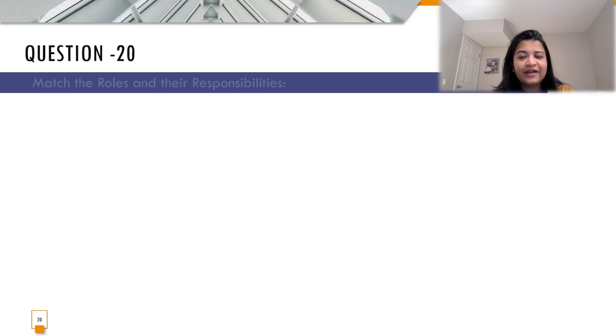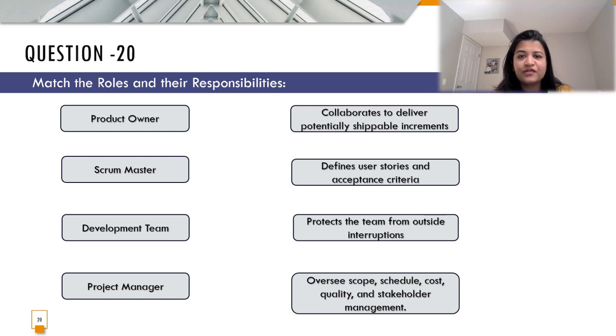Question number 20 is a very good question in regards to us understanding what is the role of a scrum master, what is the role of a product owner, a project manager, and so on. So let's try to match these roles with the responsibilities. First, I'm going to start with the project manager. All of us know that the project manager is responsible for overseeing scope, schedule, cost, quality, and overall stakeholder management. So that is the entire task of a project manager.